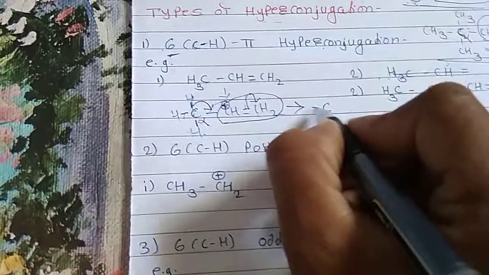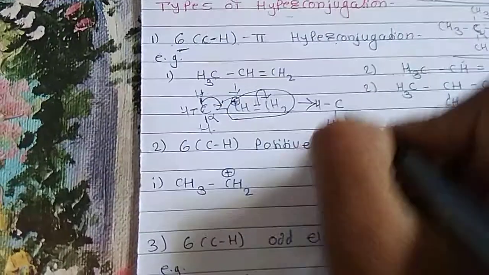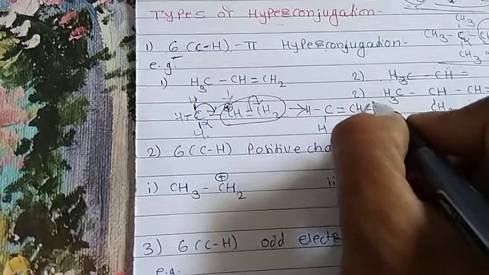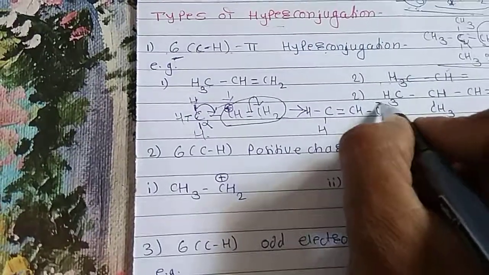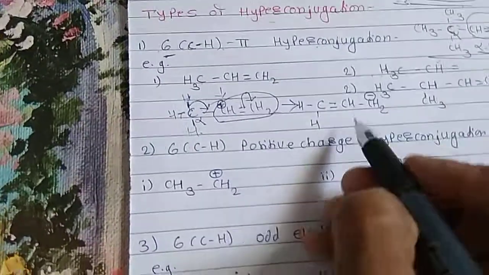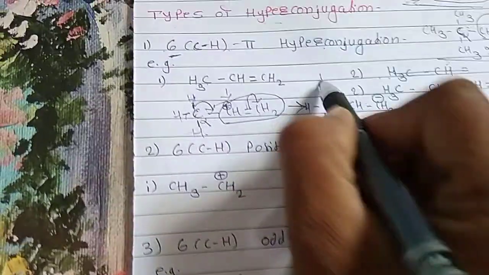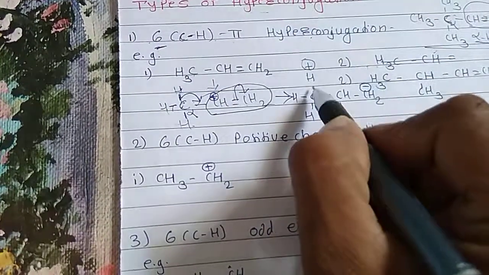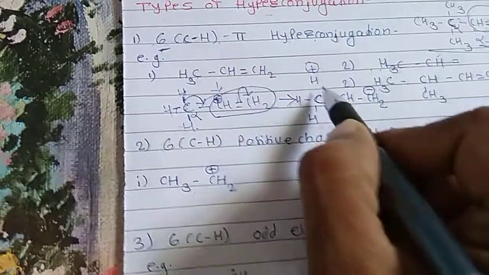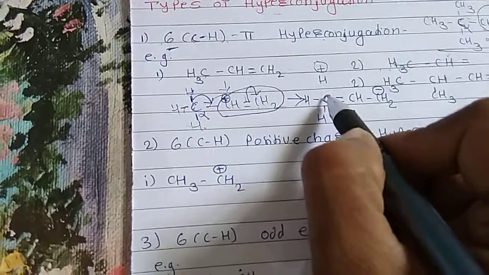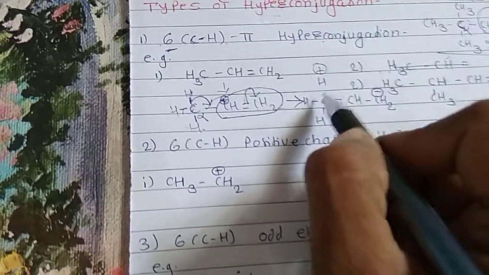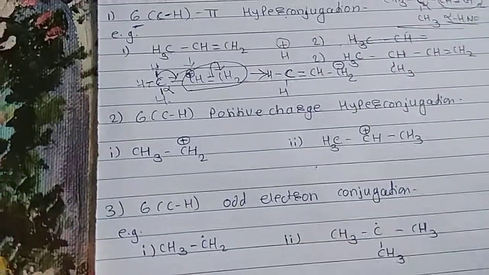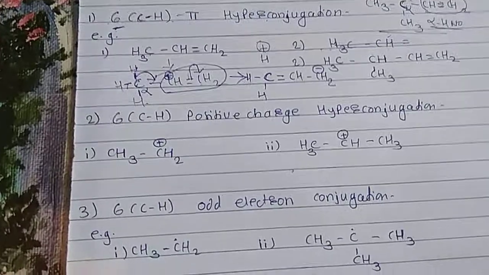There will be the carbon, and this is the hydrogen, there will be the presence of a double bond, and there will be CH and CH2, and there will be a negative charge present on the carbon atom, and the hydrogen will be H plus, so there is no bond between this carbon and hydrogen atom. So this is called the no bond effect, because there is no bond present between this hydrogen and carbon atom. So this is the first type of hyperconjugation.